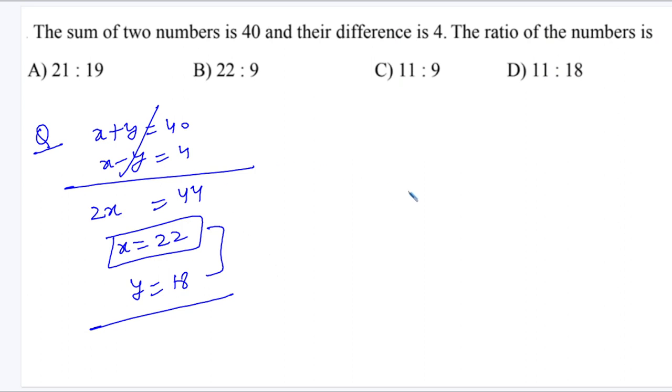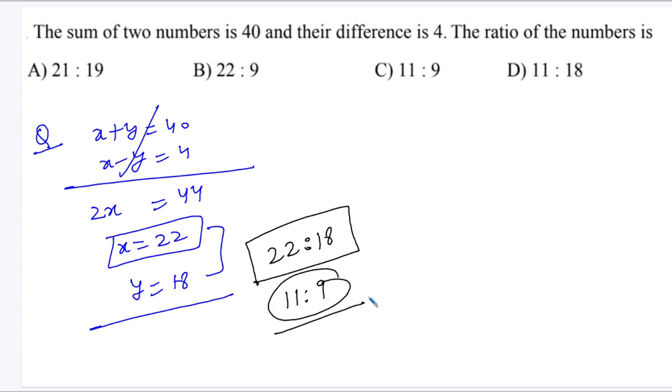Okay, so when I'm looking for the ratio, it won't be 22 is to 18. Note, this is not a simplified form. Ratio is always the simplified form of numbers. 22 and 18 can be further simplified by 2. You can divide the whole ratio by 2. So the answer will be 11 is to 9. Remember, you need to always simplify the ratio. You can't leave it with any common multiple.